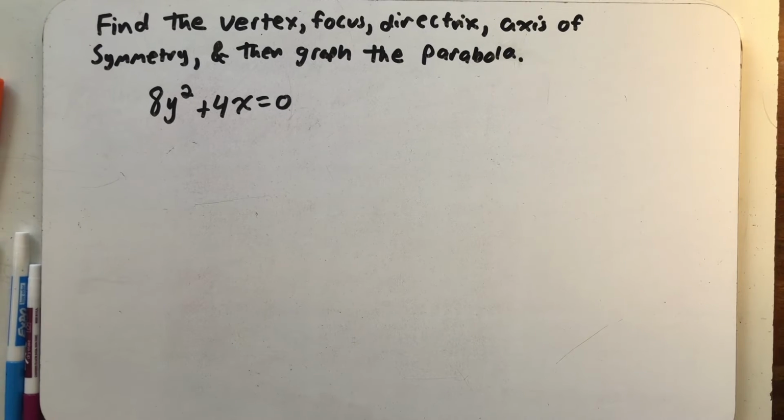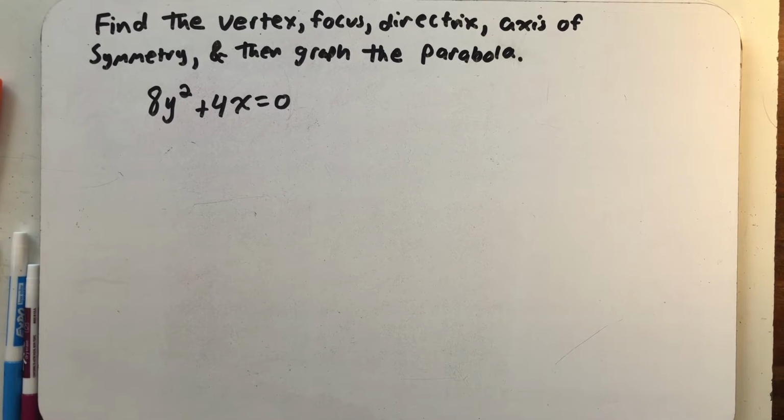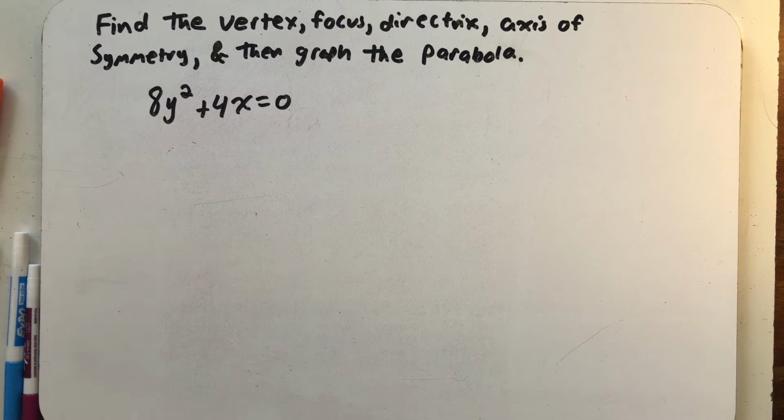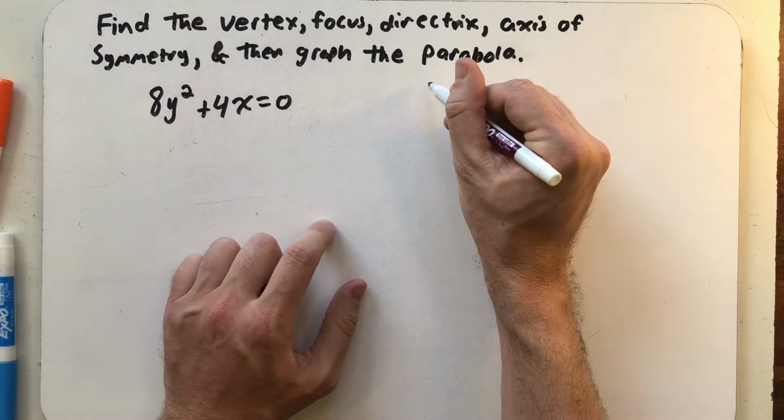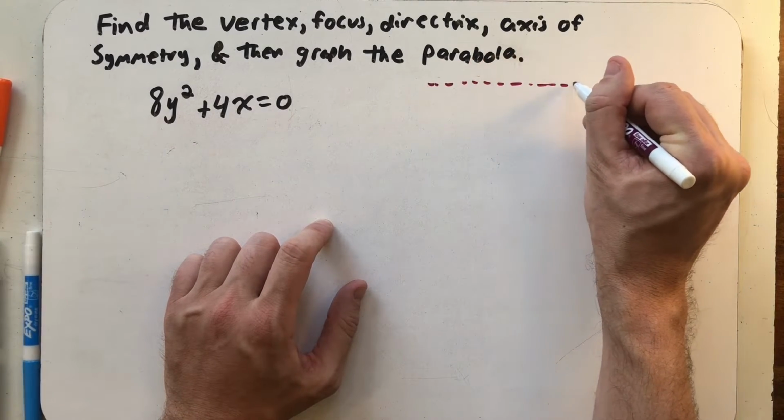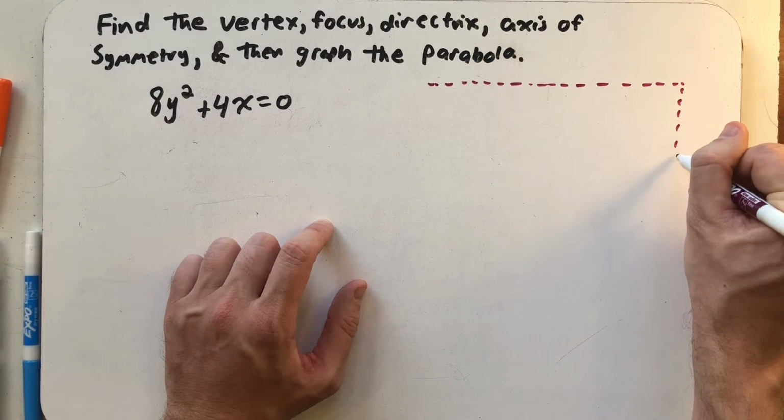Find the vertex, focus, directrix, and axis of symmetry, then graph the parabola. So we've been given the equation 8y squared plus 4x equals 0, which is not in one of the standard forms of the equation of a parabola. And so right away, I know I want to make it into one of the standard forms.